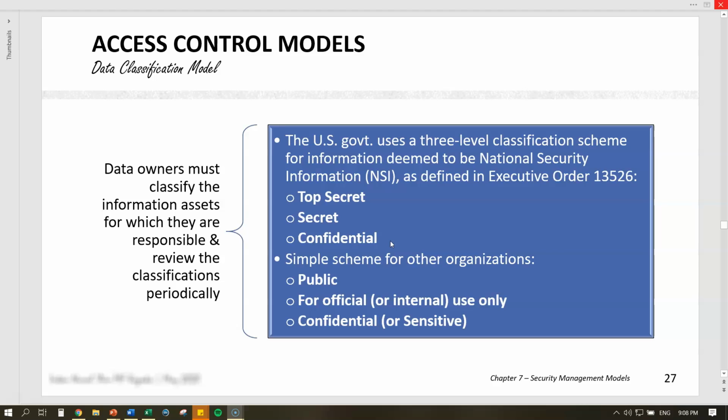Kalau dalam organisation pula, dia boleh labelkan sama ada information tu untuk public view or for official or internal use only, and also confidential or sensitive. Maksudnya kalau untuk public ni dia boleh view kepada semua orang. Orang luar pun boleh juga view ataupun access kepada information tu. For official or internal ni maksudnya within the organisation itself, hanya untuk staff dalam organisation tu sahaja. Dan confidential pula boleh diakses untuk beberapa orang yang telah disenaraikan sahaja. Tak semua boleh access into the information.